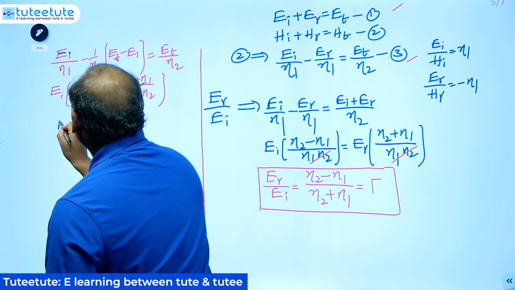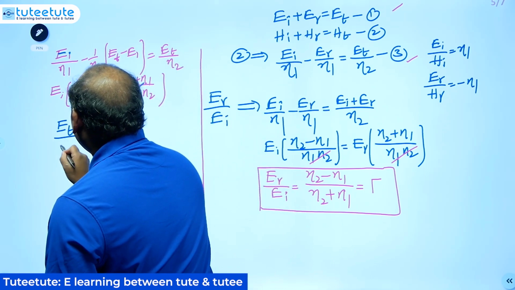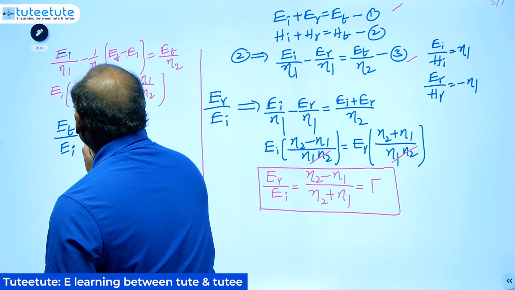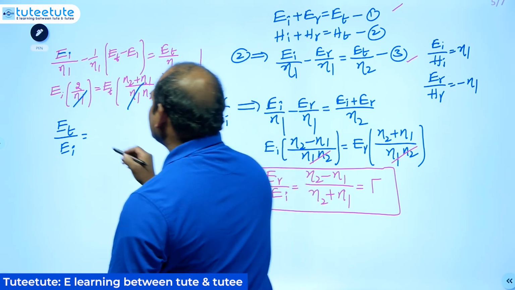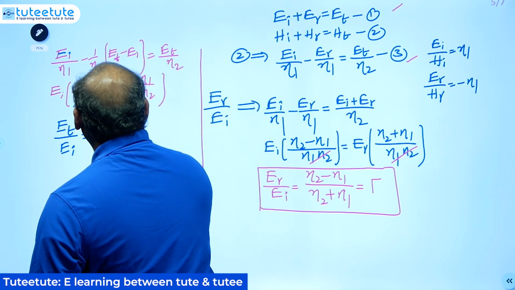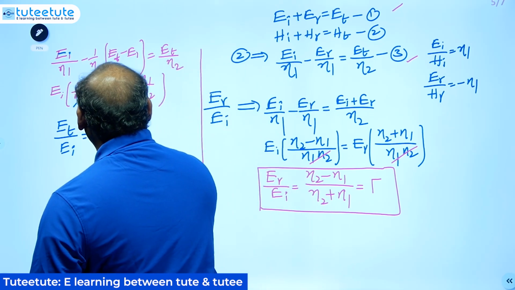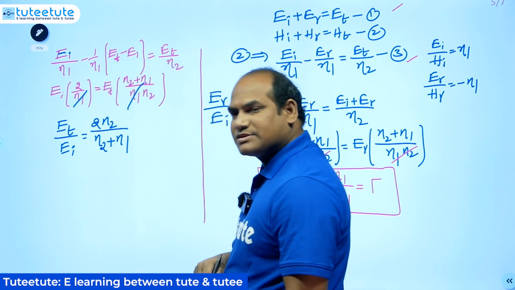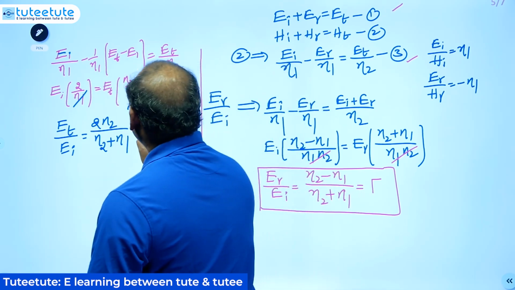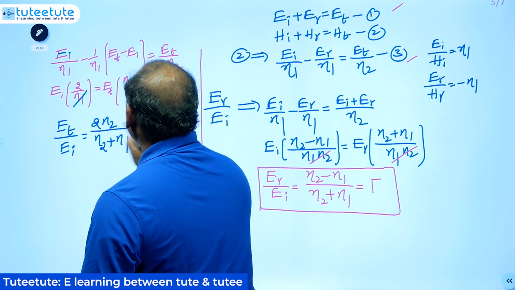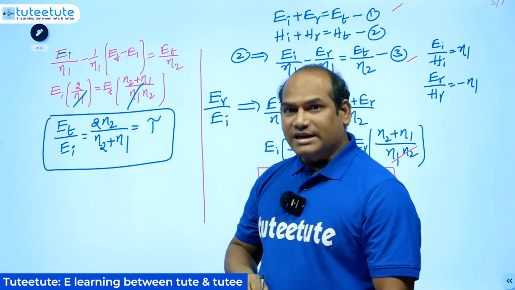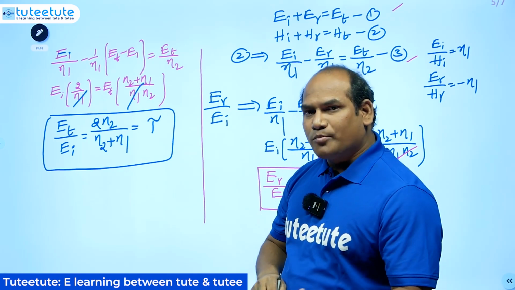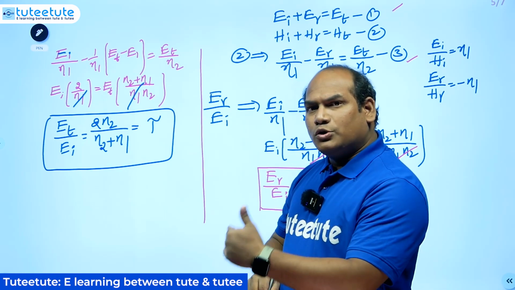So finally we need ET by EI. So this is equal to, what will we get? This one should go to this side. That means 2 times eta 2 by eta 2 plus eta 1. Like this we can write. So this itself is called tau, that means transmission coefficient.